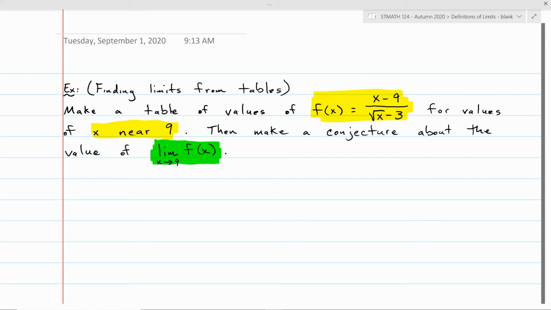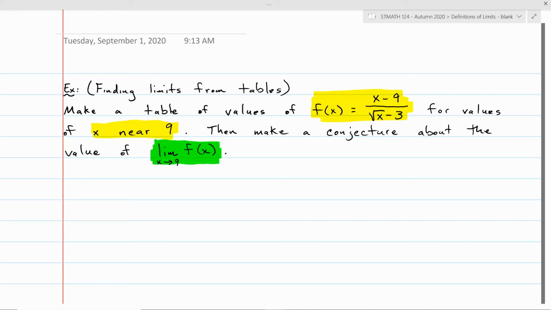We could manually make a table, like you remember doing in the previous section, where we put in values of x. If we're thinking about values of x close to 9, I might put in 9.1, 9.01, 9.0001, and so on. And I might put values that are a little less than 9 too, like 8.9, 8.99, and so on.